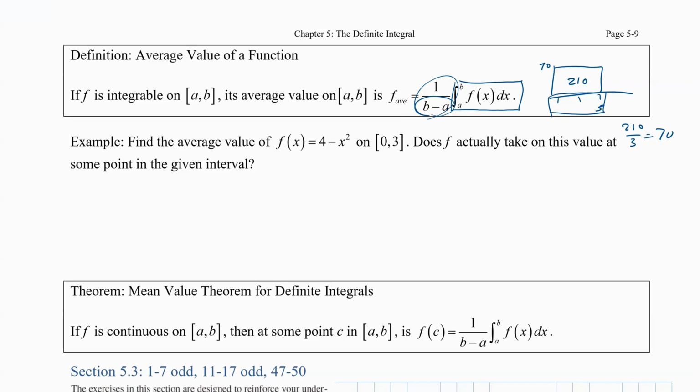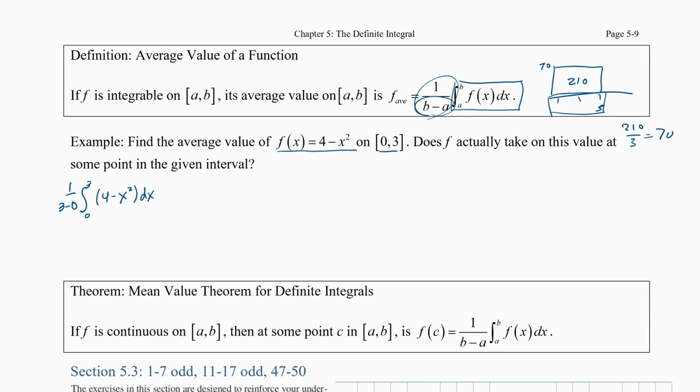So can we find the average value of this function on the interval from 0 to 3? Okay, so what is the integral from 0 to 3 of 4 minus x squared dx? And what happens when I divide this by 1 over 3 minus 0? So we are going to find the value of that integral.